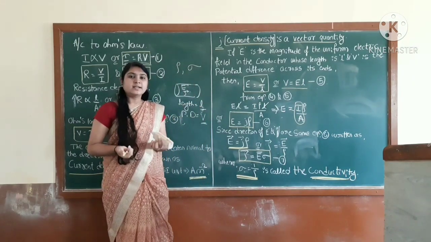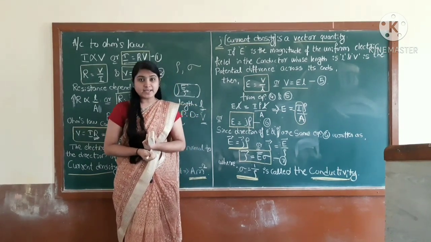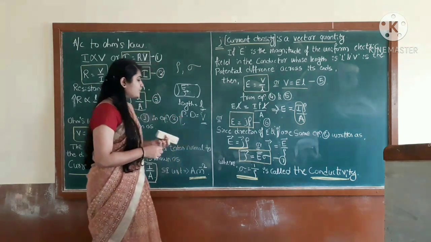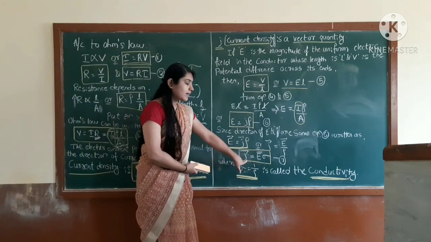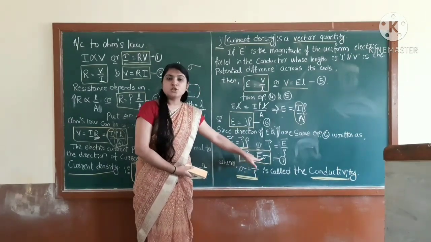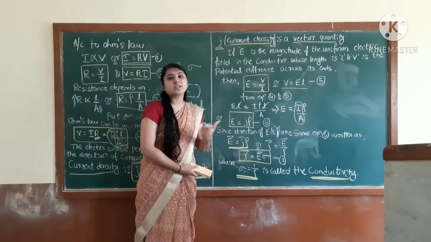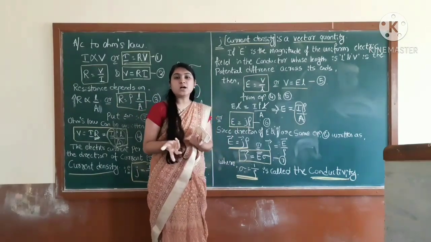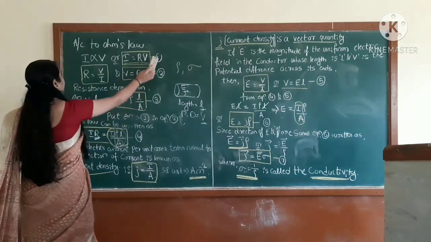Conductivity means the flow of the charges in a unit direction. We can call it the conductivity. So by using Ohm's law, we now define the current density with respect to the conductivity. Current density is nothing but the electric field into the conductivity. Here the conductivity is the opposite of the resistivity. So just take it as a note here.